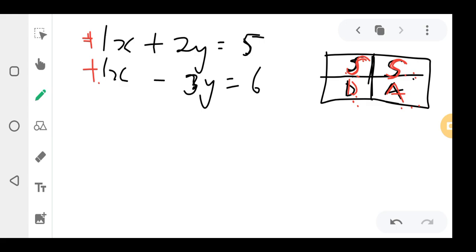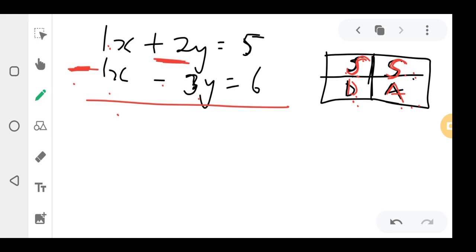What do you do? You follow the one on top. Same signs you subtract, because there are same signs here, positive and positive. So you subtract. I'm removing the signs just to help you understand. So same signs I subtract. So 1 minus 1 is 0. So it means this side will be 0. Then this side is positive 2 minus negative 3.